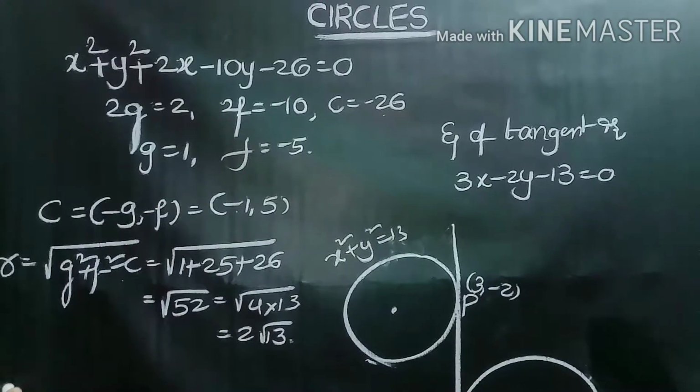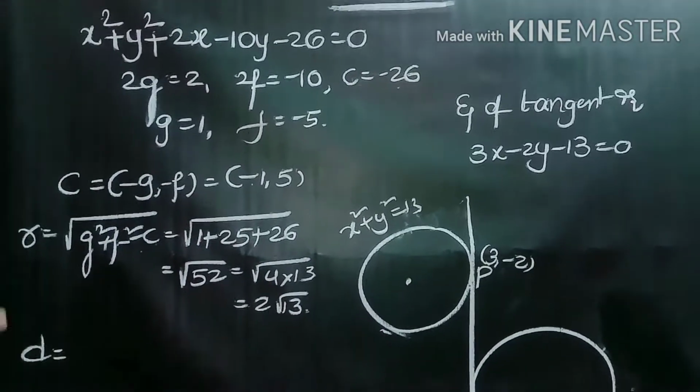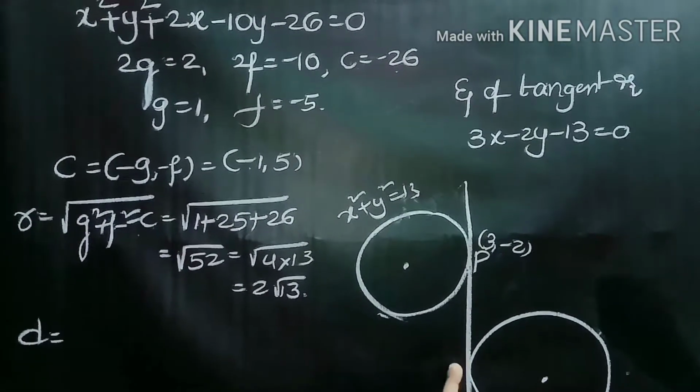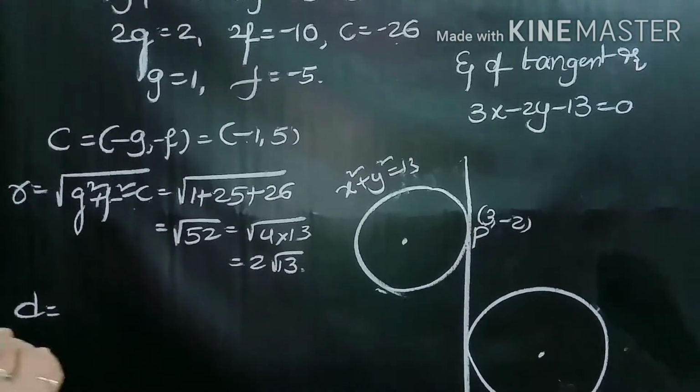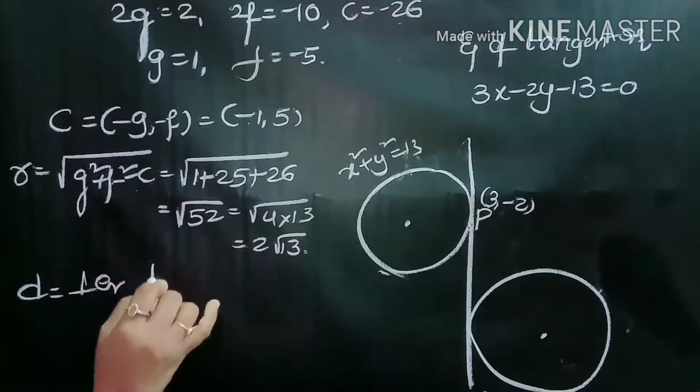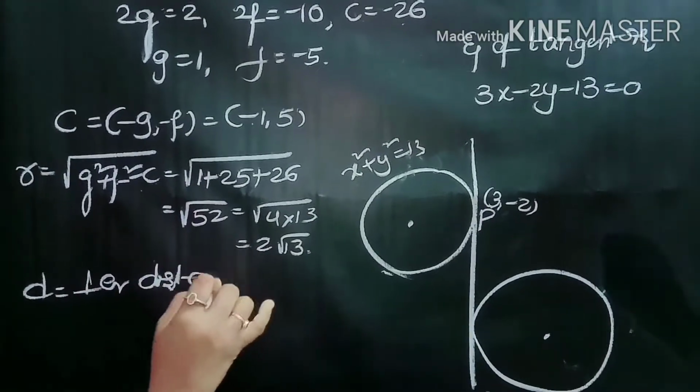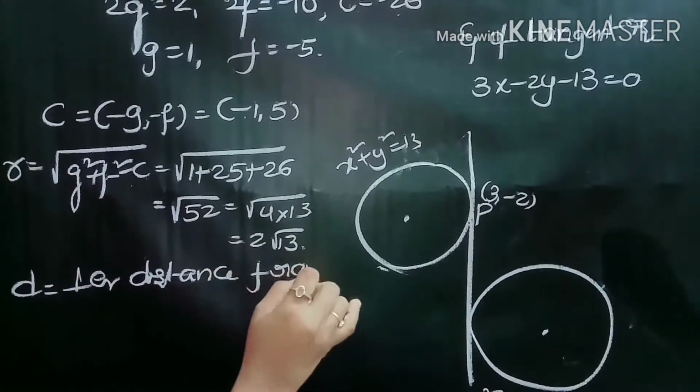Now we are finding the d value also. If the value r is equal to d, then we are saying that the line is a tangent to the second circle also. So d is equal to the perpendicular distance from the center to the given line.